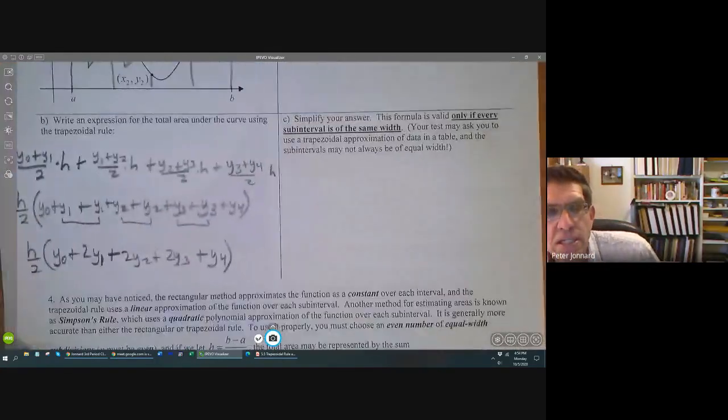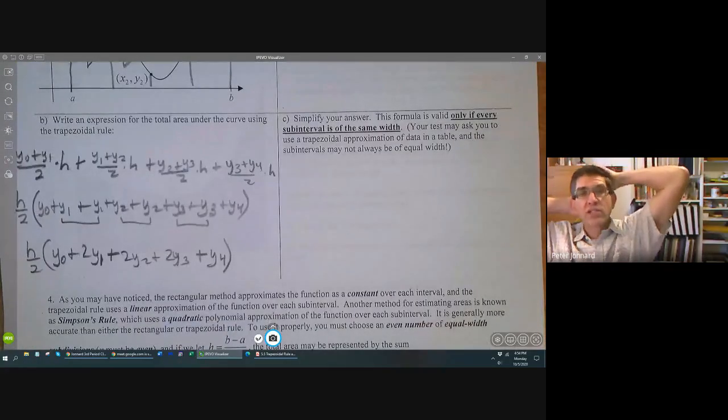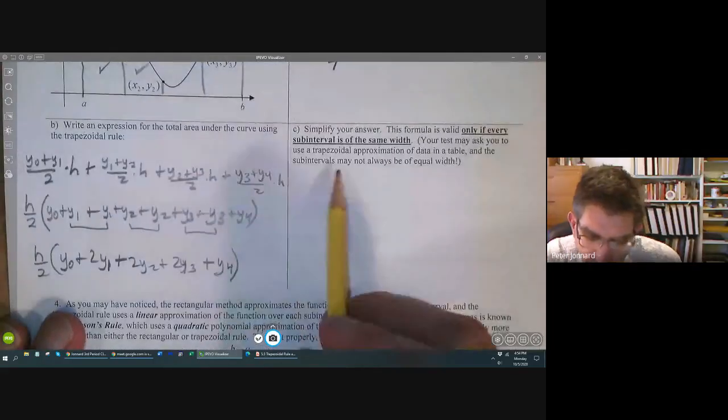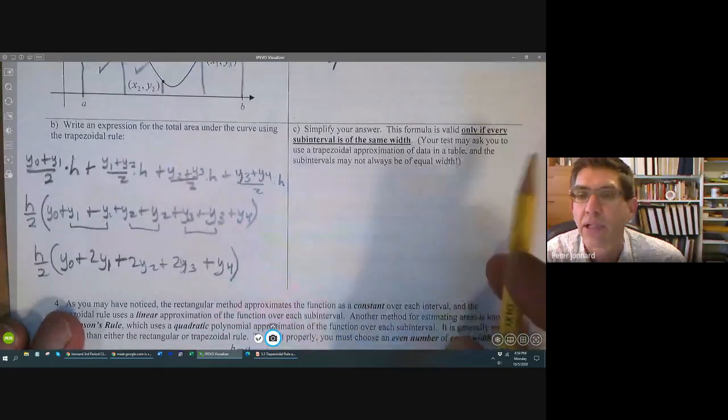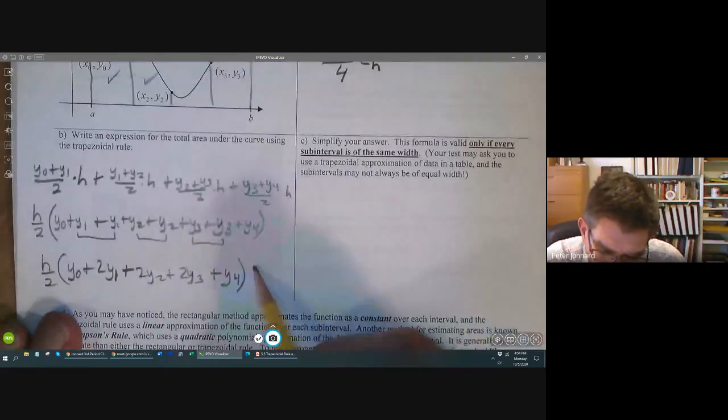And so this is the general rule. This formula is valid only if every subinterval is of the same width. So you might be asked on a test to use a trapezoidal approximation of data in a table, and the subintervals may not always be of equal width. So just be mindful.